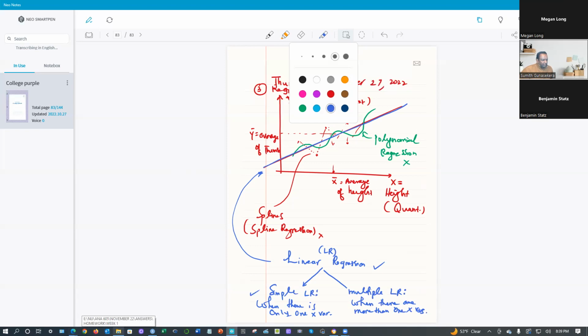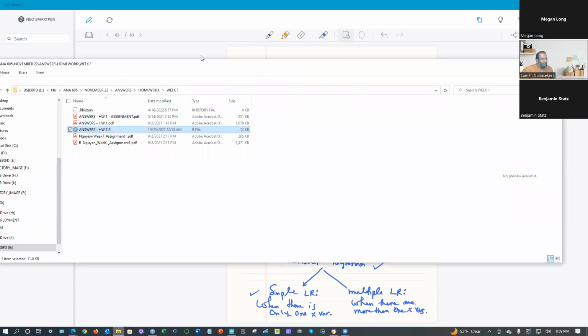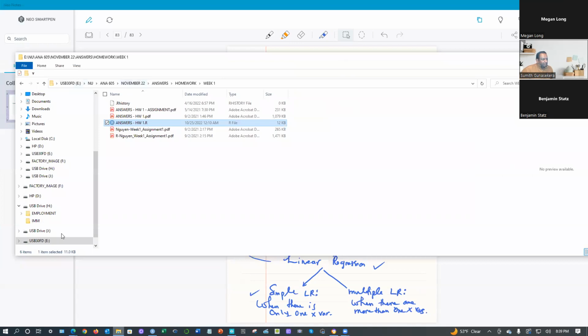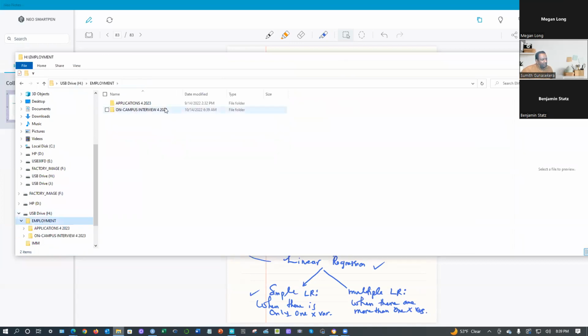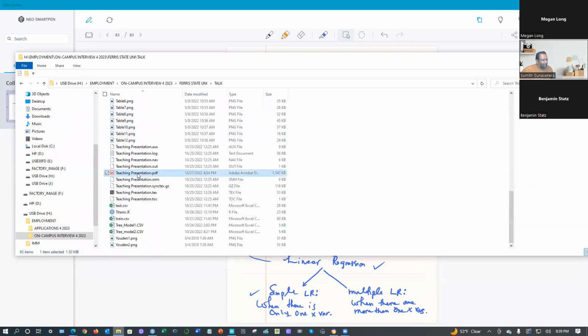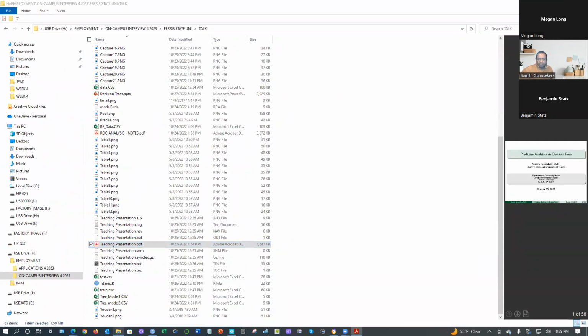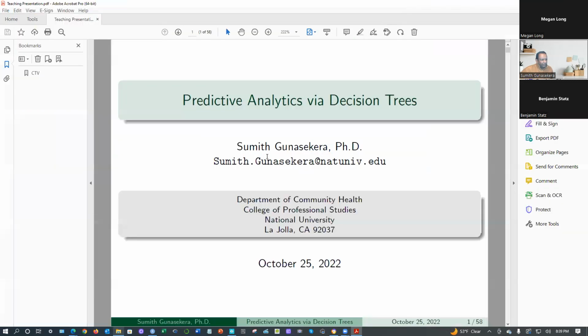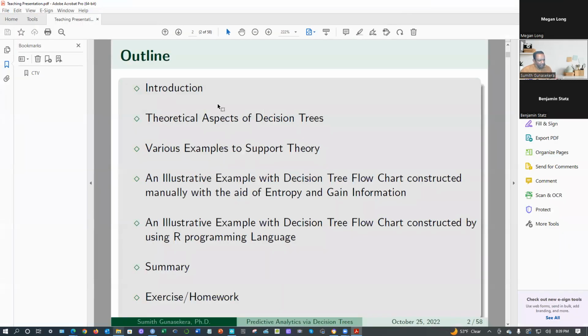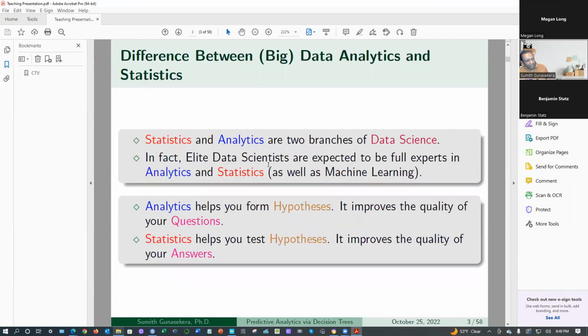But I really want to mention something, since you guys want to be that elite. I gave a talk yesterday based on the decision tree, like I mentioned several times. Decision tree will replace the regression. This is the part that I always emphasize.